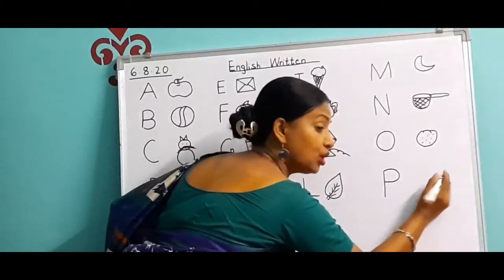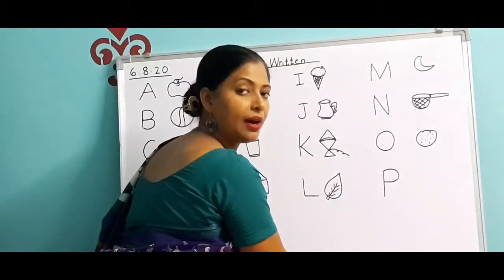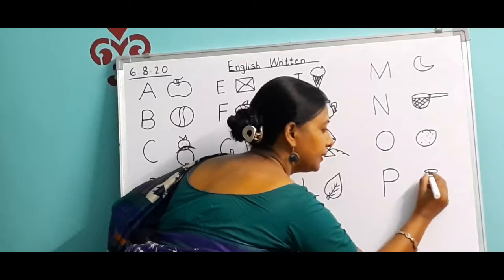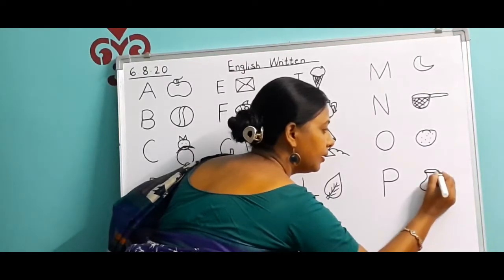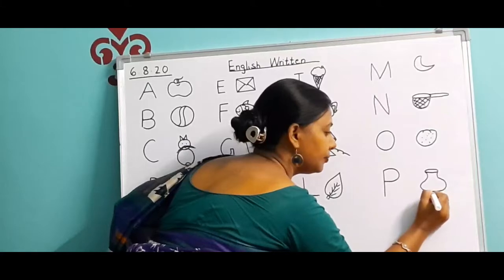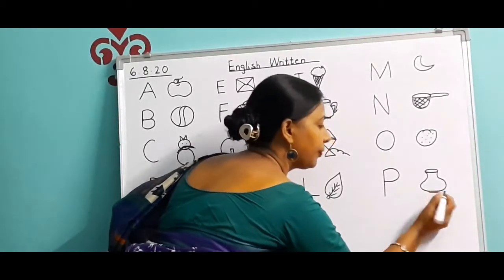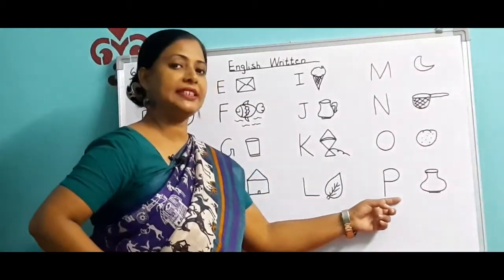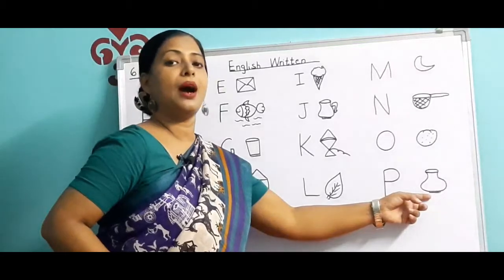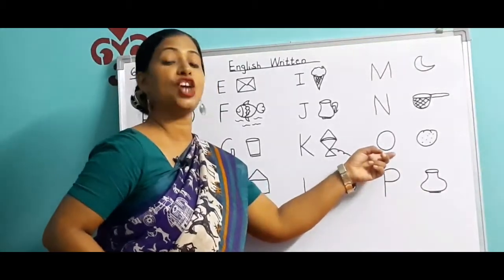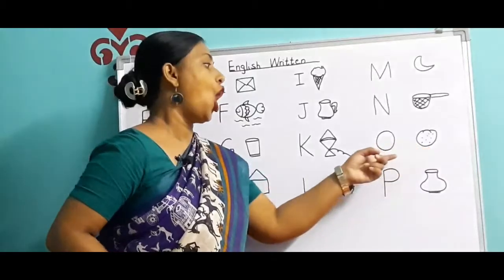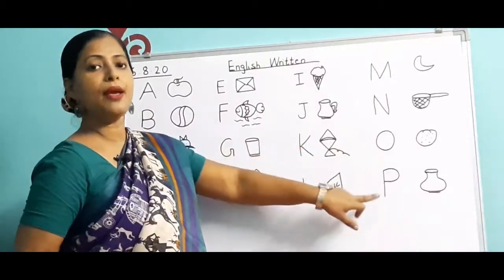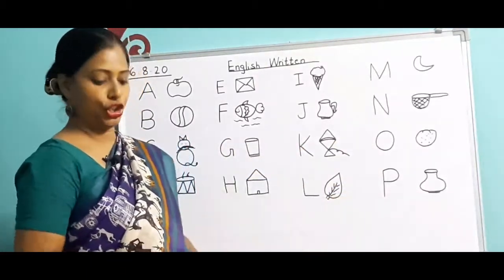Pot. P for postman. So I will draw here a pot. This is a pot. Okay. P says pot. O also says orange. Okay. So now the next two alphabets are O and P that I will be teaching you today.